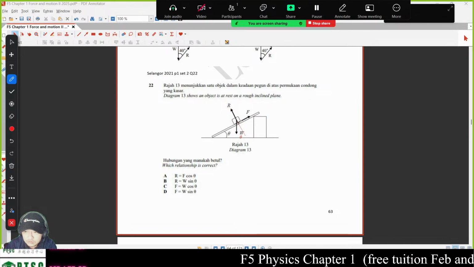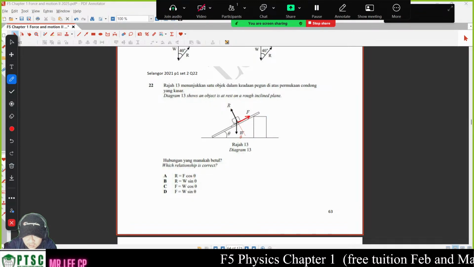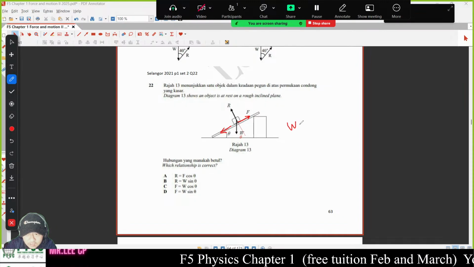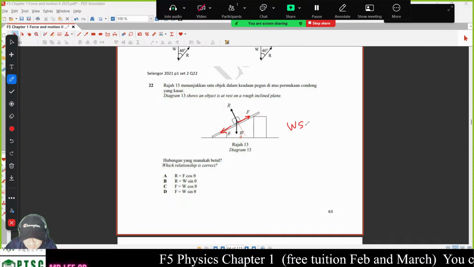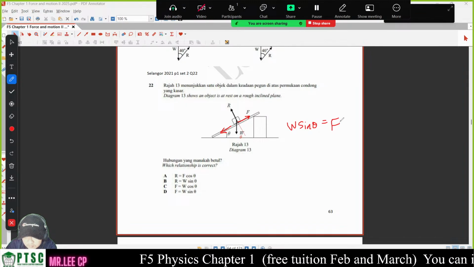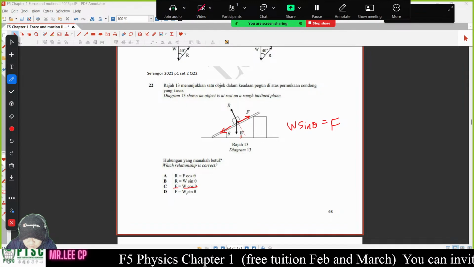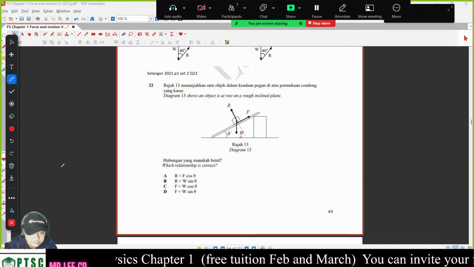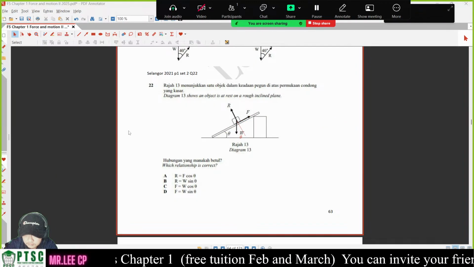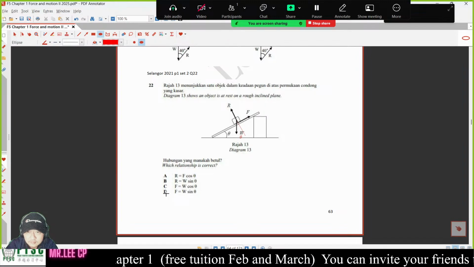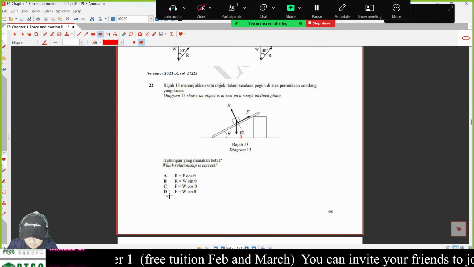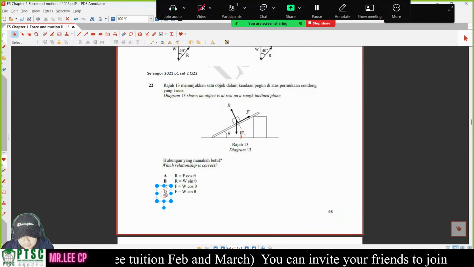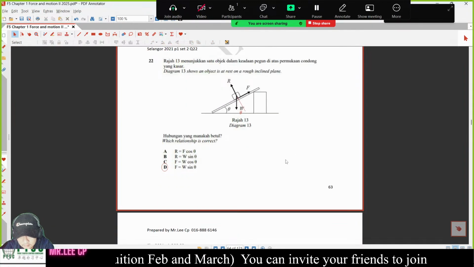So we see here, this one is not moving, meaning this force and this force are the same. So W will bring down to here. W cos theta, sin theta. Right? F is equal to W sin theta. F is equal to W sin theta. Yeah, answer is D.